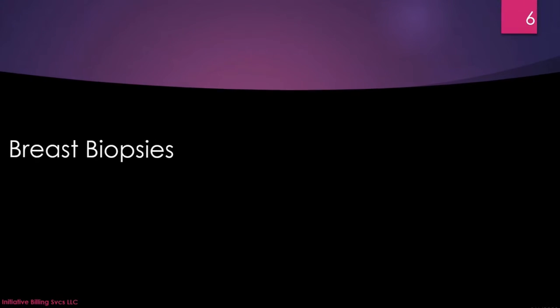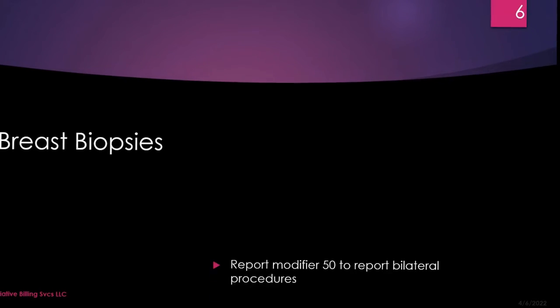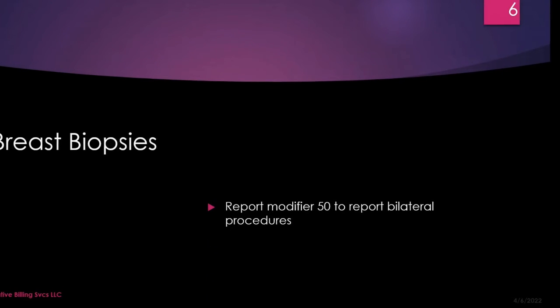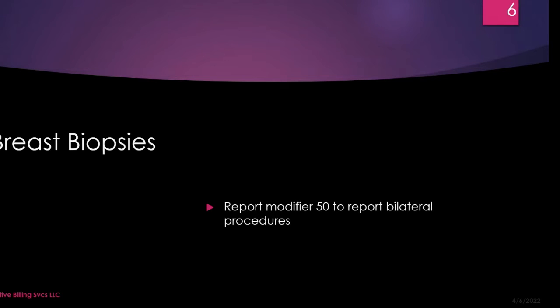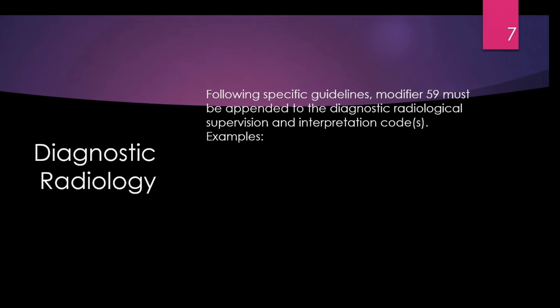Breast biopsies is another procedure that often requires modifiers. You would typically report breast biopsies with a modifier 50 because it's typically done bilaterally. Here are some examples of procedure codes that require a 50 modifier. Diagnostic radiology. Now, following specific guidelines, you should be appending a modifier 59 on these procedures, and here are some examples.